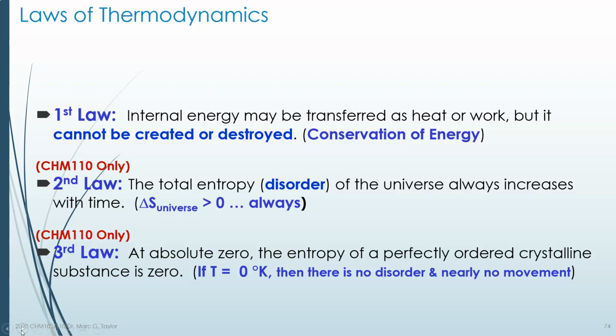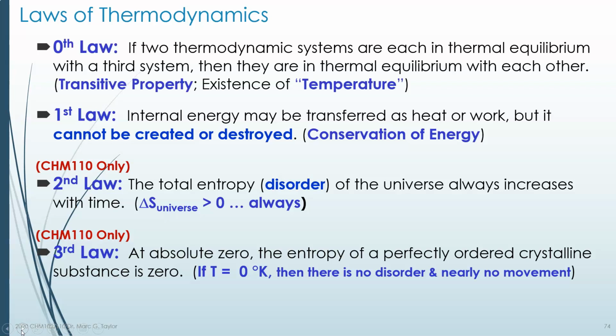Now, once all these laws were created years ago, they realized, oh, wait a minute, we need to define something else first. So they created what was called the zeroth law. And this says that if you have two thermodynamic systems, and you can just think of this as two substances or two collections of substances, that are in thermal equilibrium with a third substance, then they are in thermal equilibrium with each other. Okay, what does that even mean?